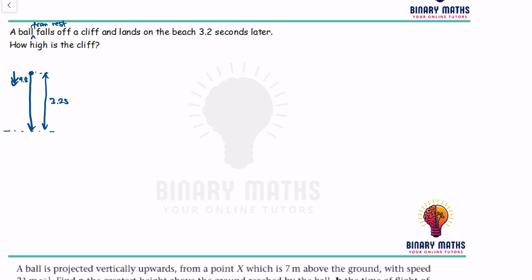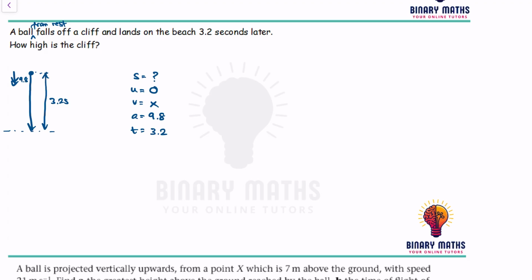Okay, so we have S, U, V, A, and T. We don't know how high the cliff is, so we're trying to find out what the displacement is. Initial speed is zero because it's from rest. Final velocity, remember, is not zero. When it hits the ground, it's not equal to zero. We do not know what it is, so leave it as a cross. Acceleration is positive 9.8 because it's traveling in the same direction as gravity. And time is 3.2 seconds.